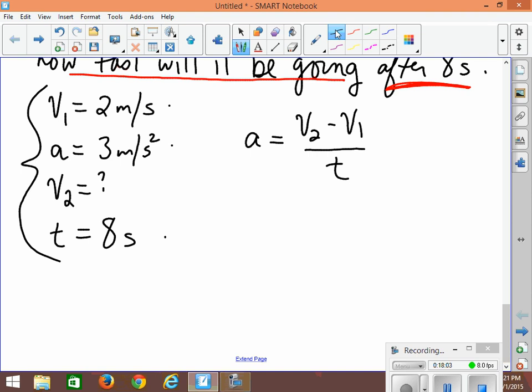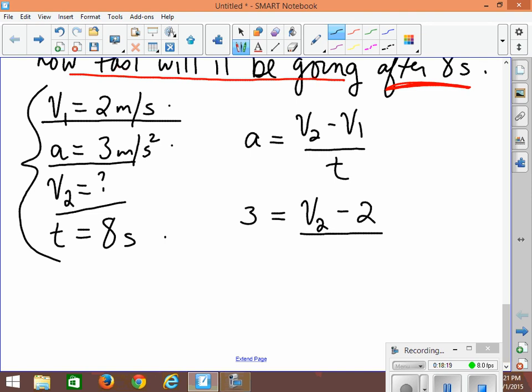So where does, well, we have an A here. So the 3 goes where the A was, because the A was a 3. The V2 is something I don't know, so it stays V2. The V1 is a 2, so it goes there, and the time is an 8, so it goes over here. Now I have to solve the equation.